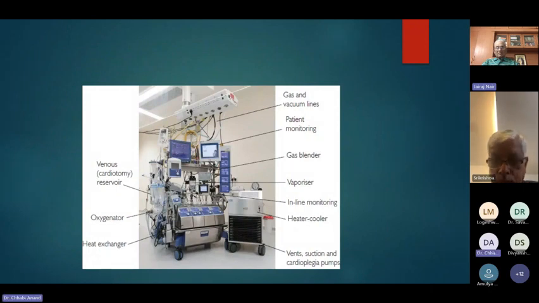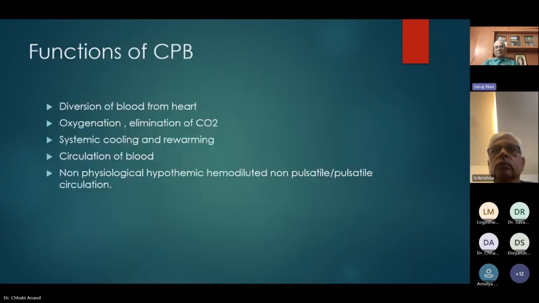This is the modern CPB machine. It has gas and vacuum lines, patient monitoring lines, gas blenders, vaporizer, inline monitoring lines, heater cooler unit, vent suctions and cardioplegia pumps, then venous cardiotomy reservoir, oxygenator and heat exchanger. Functions of CPB: diversion of blood from the heart, oxygenation, elimination of carbon dioxide, systemic cooling and rewarming, circulation of blood, and non-physiological hypothermic, hemodiluted, non-pulsatile circulation.